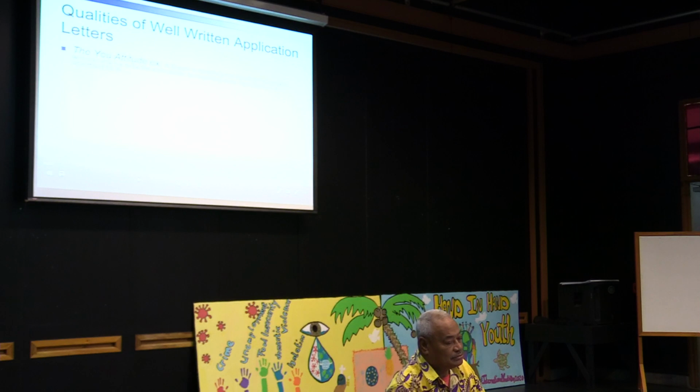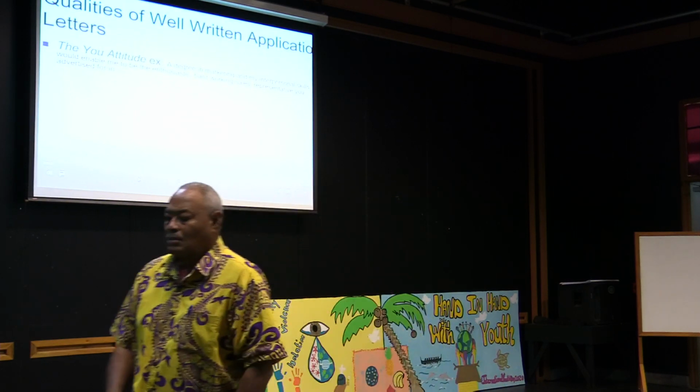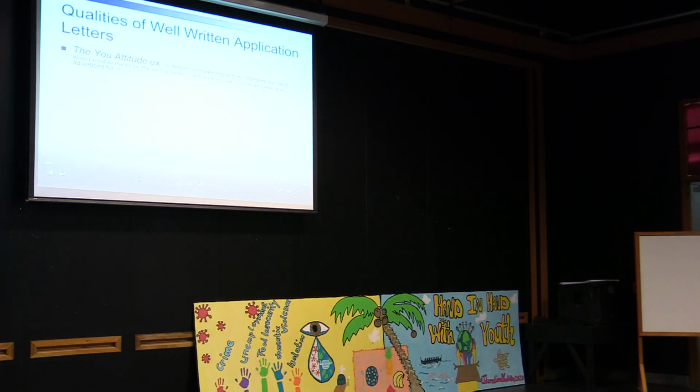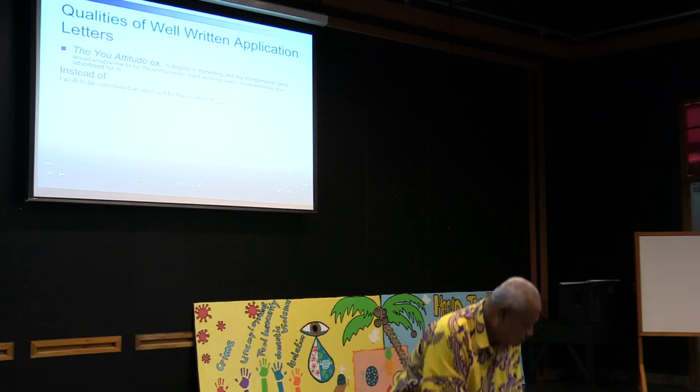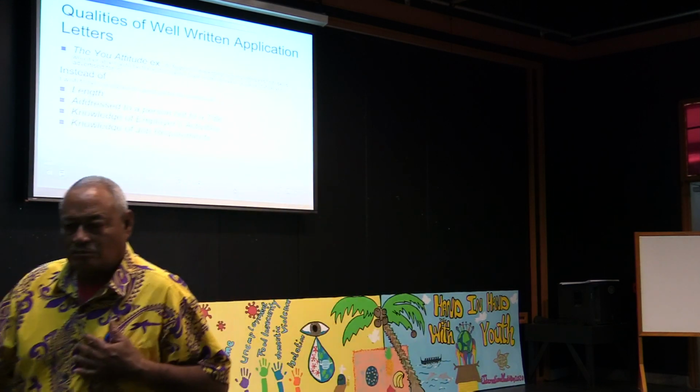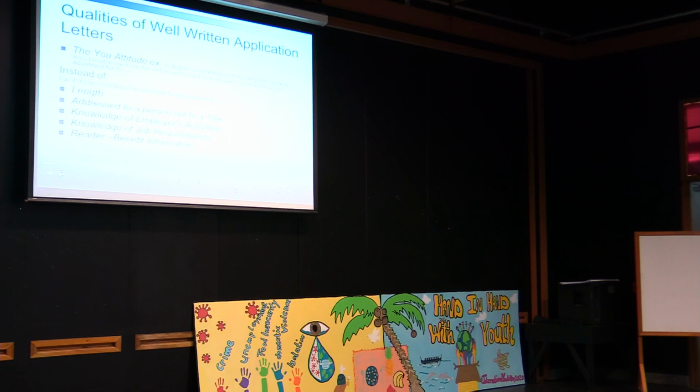What are some qualities of well-written application letters? The you attitude. For example, a degree in marketing and my interpersonal skills will enable me to be the enthusiastic, hardworking sales representative you advertised for in your local daily newspapers, instead of, I wish to be considered an applicant for the position of. The length. It should be addressed to a person, not to a title. You must have knowledge of the employer's activities, knowledge of the job requirements, and benefit information that would benefit the reader. Your letter should be organized, and it must have style. It also must have the basic mechanics and the basic contents of a well-written application letter.